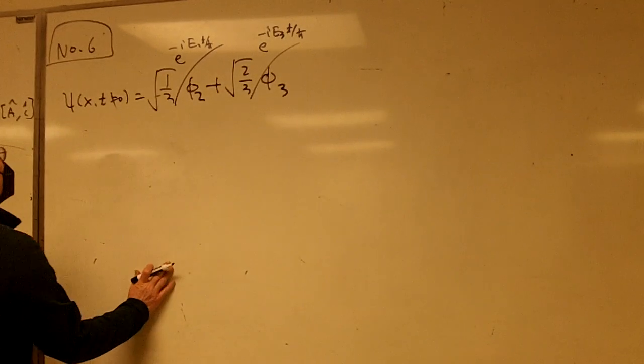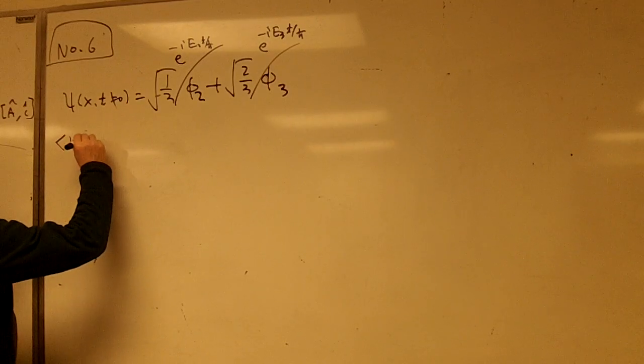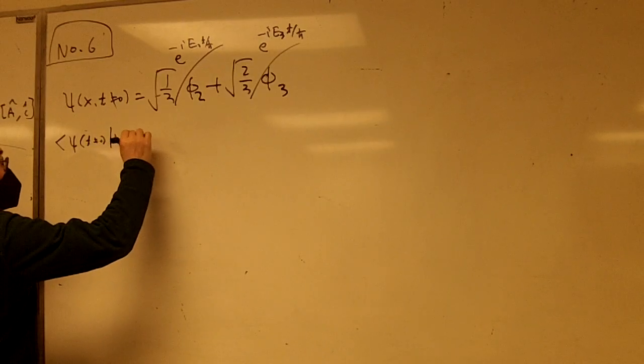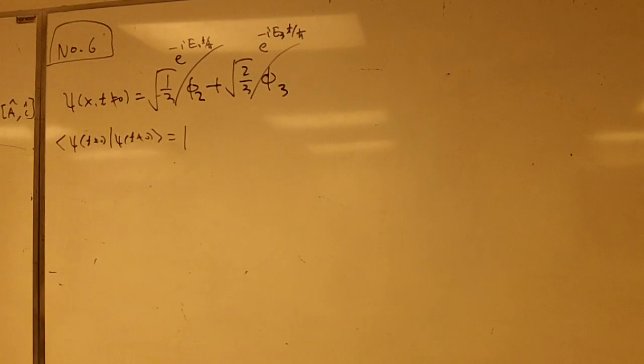So watch carefully now this time. When we say the wave function is normalized, which means we need to prove this equals 1. So this is the proof. So we need to prove this equals 1.